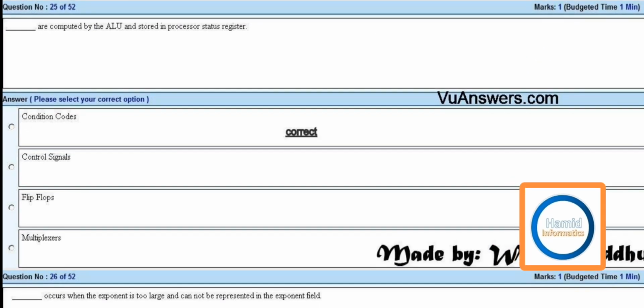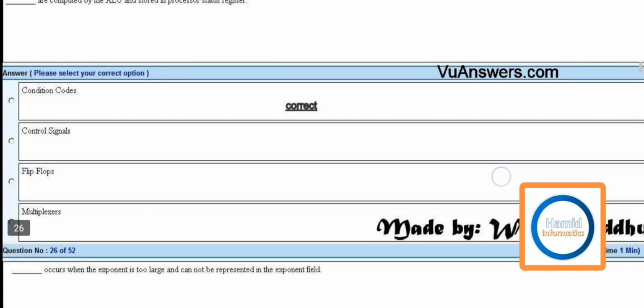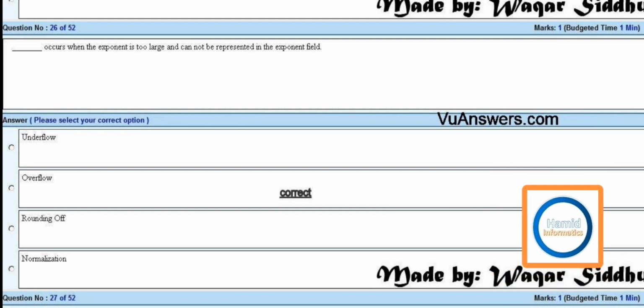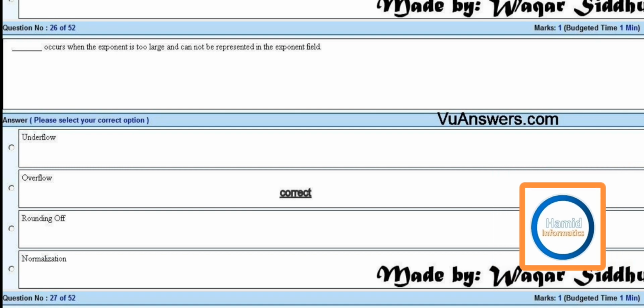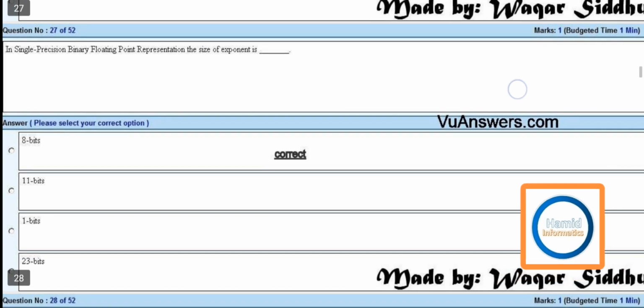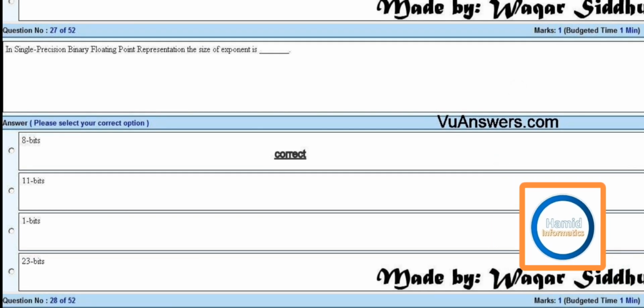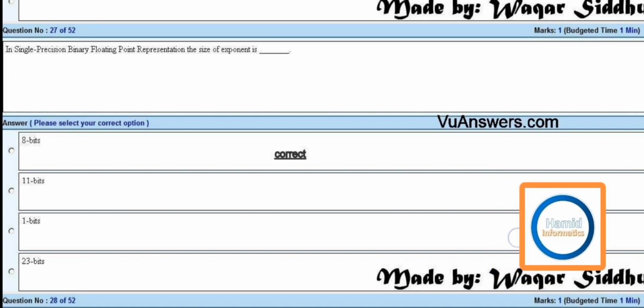Dash are computed by the ALU and stored in the processor status register, and the answer is condition codes. Next is dash occurs when the exponent is too large and cannot be represented in the exponent field, and the answer is overflow. Next one: in single precision binary floating point representation, the size of the exponent is dash, 8 bits.